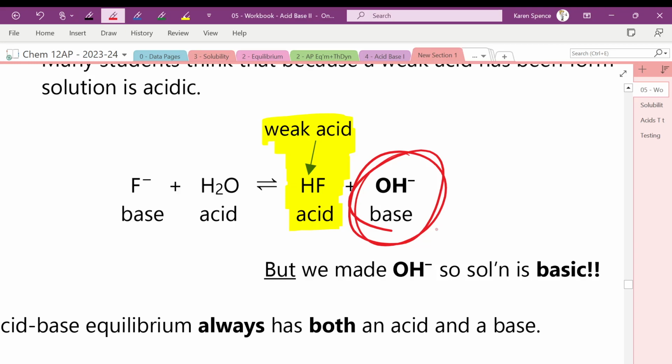Now, what's the deal? We did make a weak acid, but we also made a base. And that base is as strong a base as you can get in water. Remember the leveling effect? OH minus is the strongest base that can exist in water.